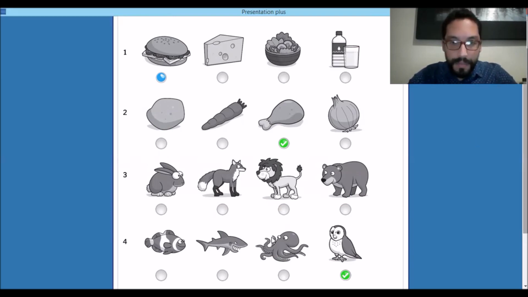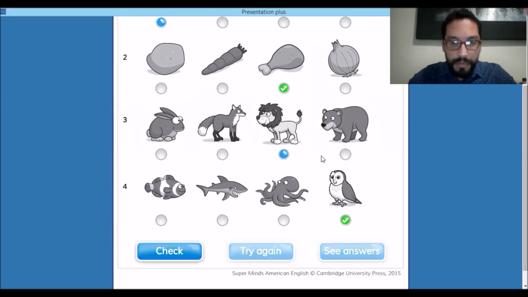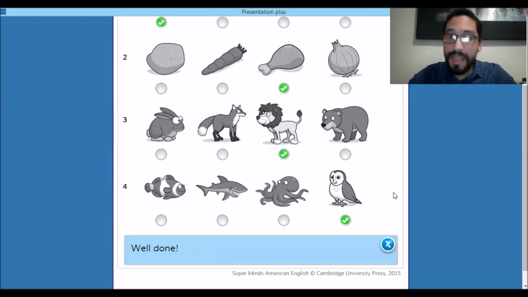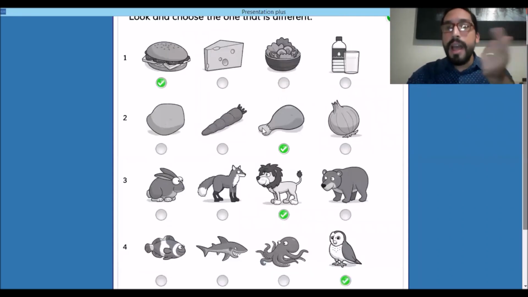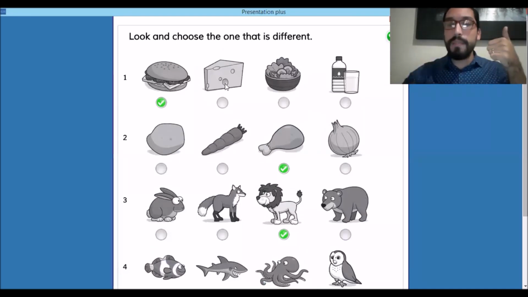Let's check here. Is it? Oh, that's it. Because we have the rabbit, the fox, and the predator, which is the bear. Can you find in a habitat a bear, a fox, and a rabbit in the same habitat? The lion is in the grasslands, okay? In here, cheese is healthy, is good for your health. Salad is good for your health. And water is good for your health. But hamburger is junk food, so unhealthy. Okay, that's it. I think so.